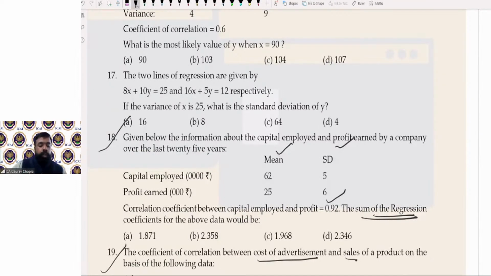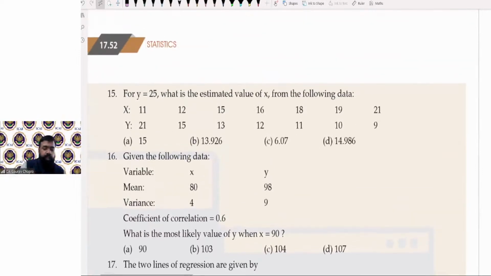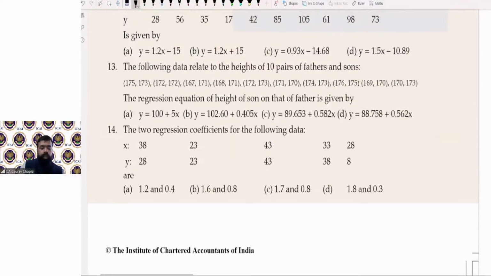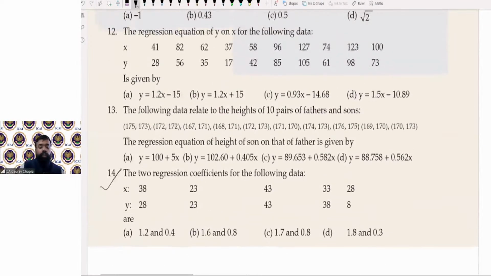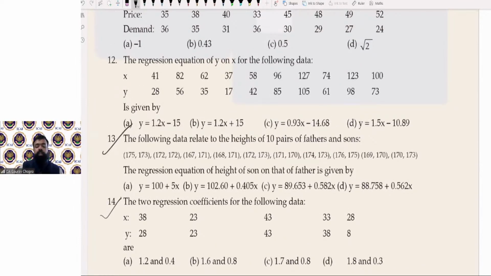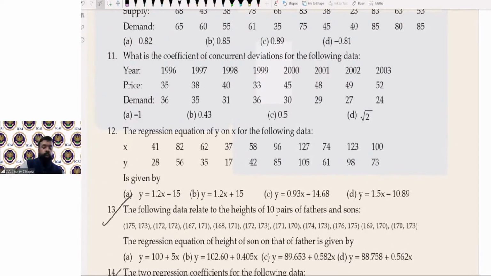Then 17: two regression lines are given, and the variance is also given. Then we have to find the standard deviation of y. This also we have covered. This is again very easy. 16 is similar. 15 is a direct question. 14th is also a direct question, you have to find both regression equations. 13 is also a direct question, simply you have to find a particular equation. In 12th also you have to find the equation y on x. All these are simply based on the direct formula.